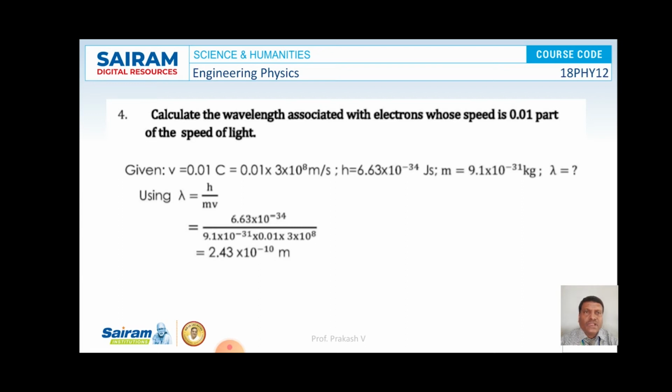So lambda is given by 6.63 into 10 power of minus 34 divided by 9.1 into 10 to the power of minus 31 into 0.01 into 3 into 10 to the power of 8. So on simplification, the value of lambda associated with the electron is given by 2.43 into 10 to the power of minus 10 meter. So this is the solution for this problem.